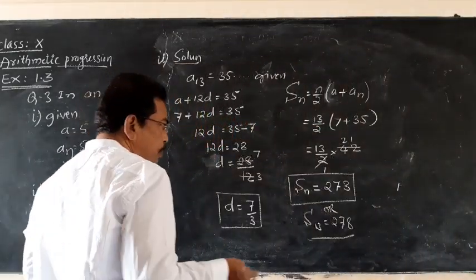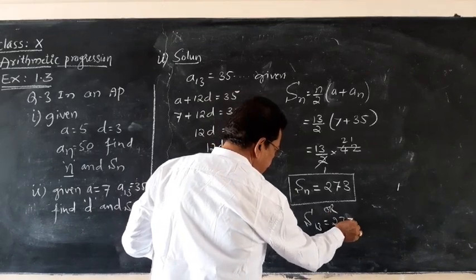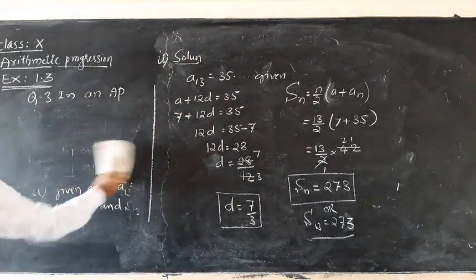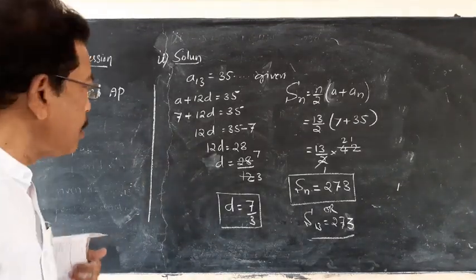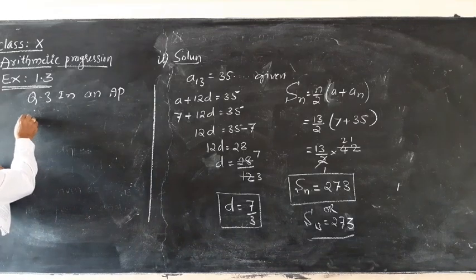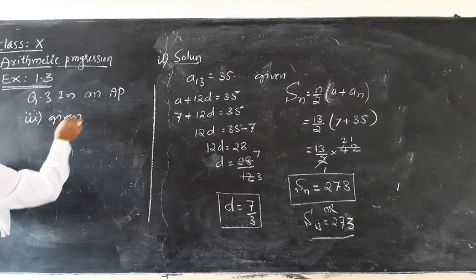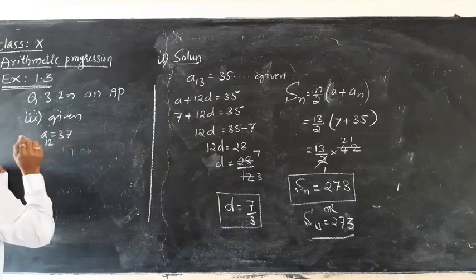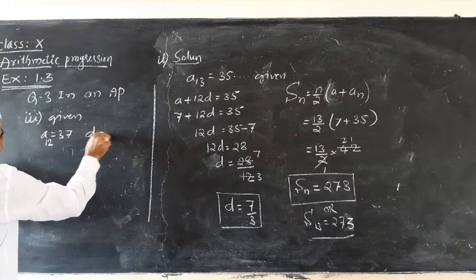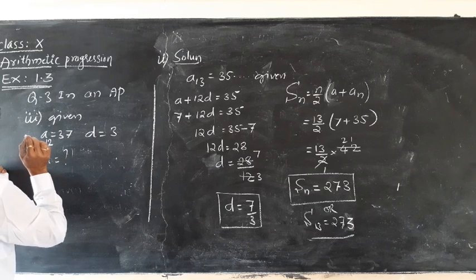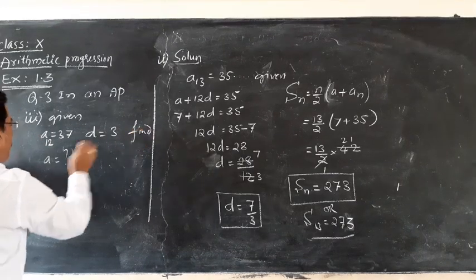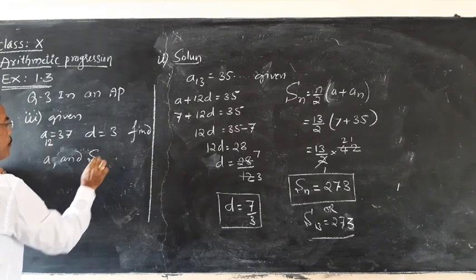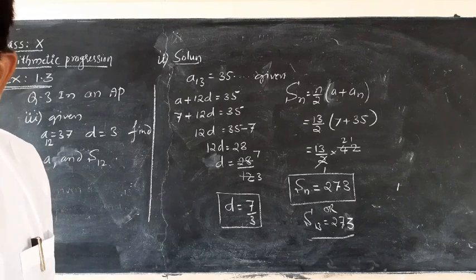Now let us move to the third one. a12 equals 37, d equals 3, a equals question mark. Find a and S12.